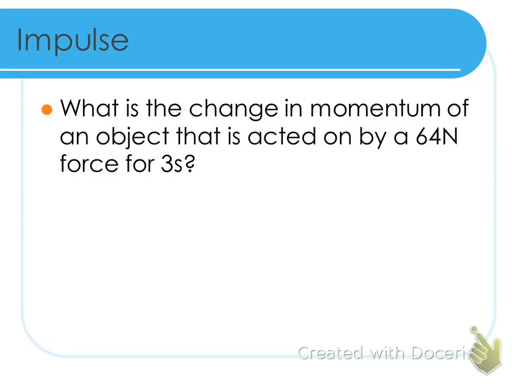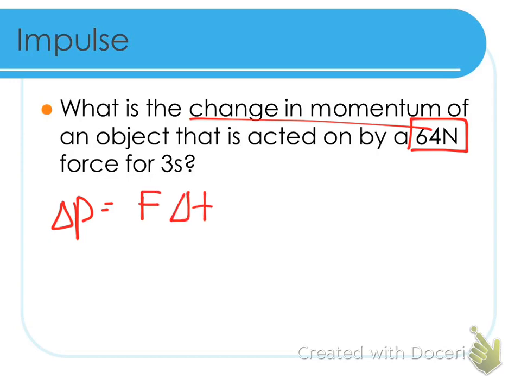What's the change in momentum that's acted on by a 64 Newton force for 3 seconds? Okay, so it might ask you for the impulse or it might ask you for the change in momentum. Those two mean the same thing, right? Change in momentum is delta p, which also means impulse. Okay, and we have two equations that we can use to solve for that. However, in this problem, they give us a force and they give us a time. Okay, so it's literally as easy as it seems.